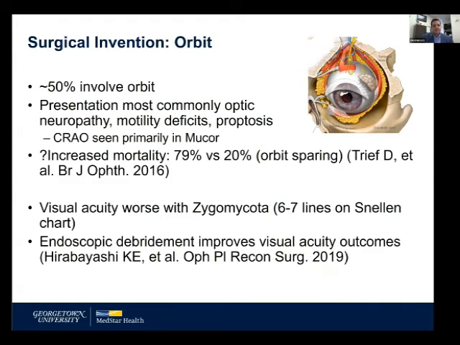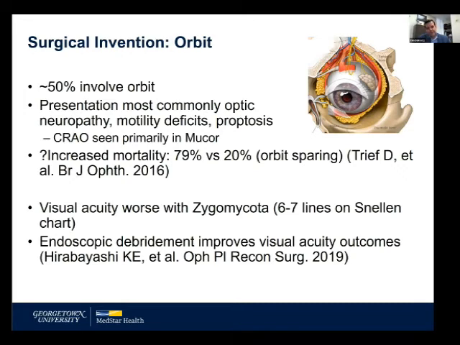The eye is a common issue that we deal with, and obviously we almost always have our ophthalmology and oculoplastic colleagues involved here. Up to 50% of cases can involve the orbit, and they most commonly present with neuropathy, optic neuropathy, motility deficits, proptosis. Central retinal artery occlusion is really primarily seen in mucor. And there's some question of if it involves the eye, does mortality go up? There are definitely studies that have shown it increases mortality significantly. There are also studies that have shown it doesn't change the outcomes.